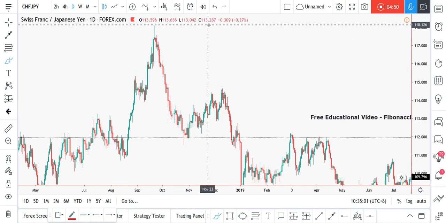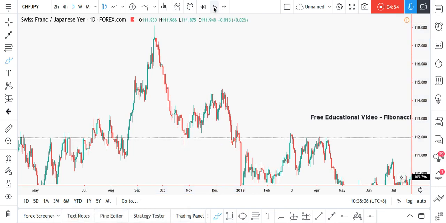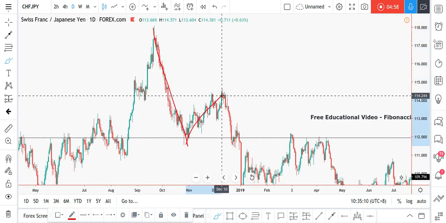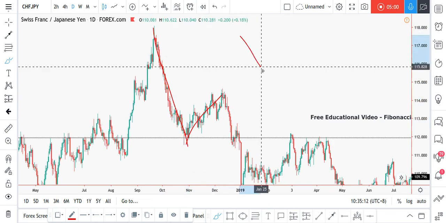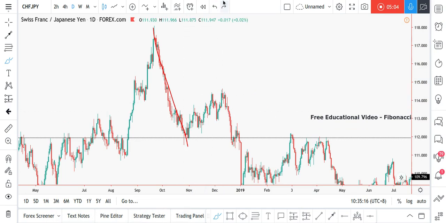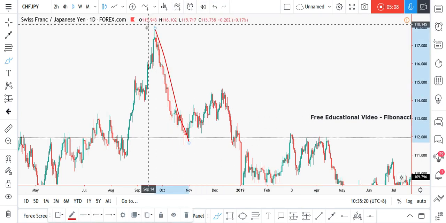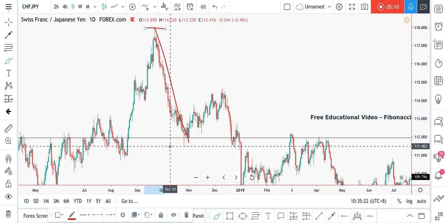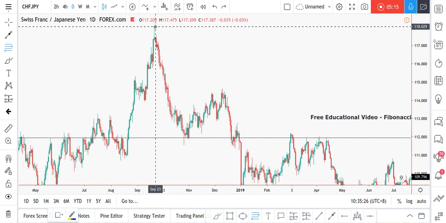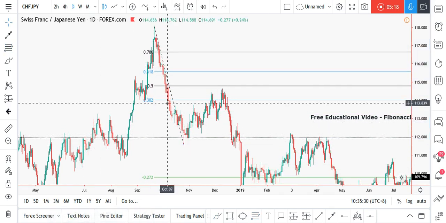So let's have a look and focus on this move right here. Very simple move. We have a very nice impulse to the downside, followed by this correctional phase, impulse, correction, impulse. So what we are looking for in this move is, if we have a nice impulse to the downside, we take our Fibonacci from the high all the way to the low, and then we'll be able to get our levels of retracement. So high to the low.